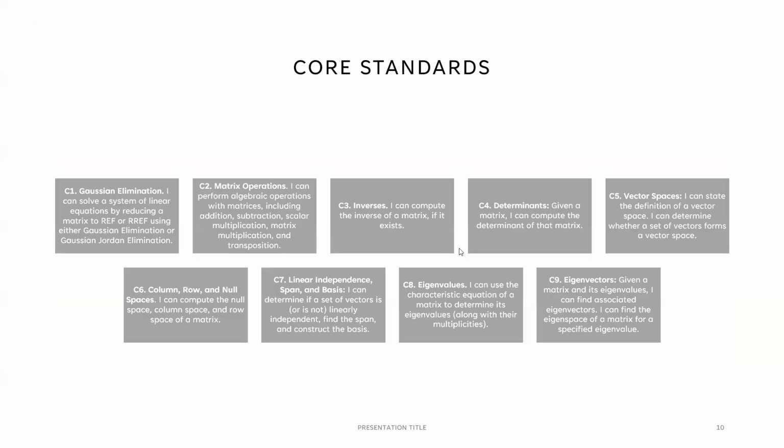So here are, for instance, the core standards. I sent out an email that had all the standards on them. The core standards are Gaussian elimination, matrix operations, inverses, determinants, vector spaces, column, row, and null spaces, linear independence, spans, and bases, eigenvalues, and eigenvectors. All of these are the core things that if you walk away from this class only knowing these things, great. But there are also supplemental standards that are often additional concepts rolled off of these and so forth. So it's not like you're going to focus on those.